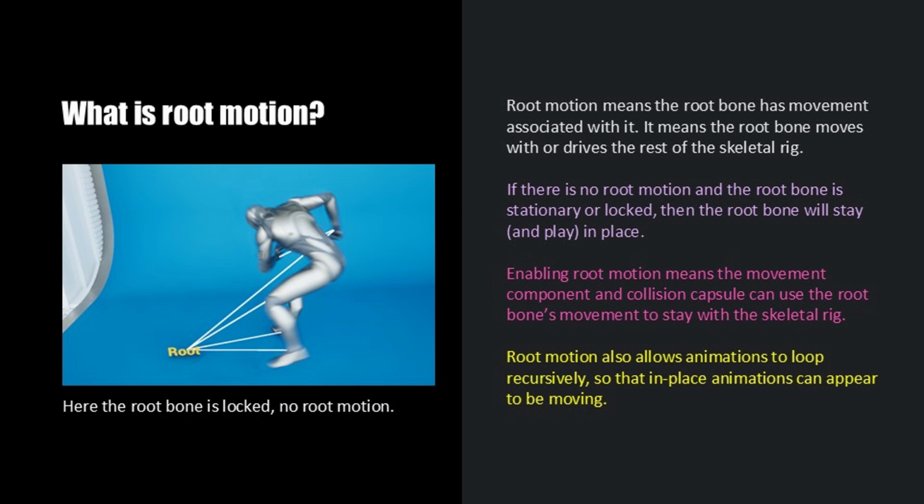If there is no root motion and the root bone is stationary or locked, then the root bone will stay in place. Enabling root motion means the movement component and the collision capsule can use the root bone's movement to stay with the skeletal rig, and that will allow it to collide appropriately and interact appropriately with other objects in the scene. Otherwise, it could just end up going right through objects, which is not really appropriate in most cases. Root motion also allows animations to loop recursively so that in-place animations can appear to be moving.